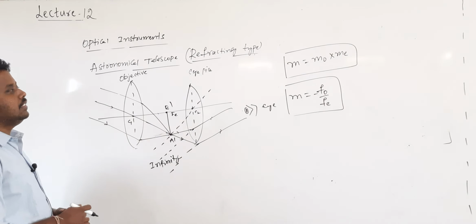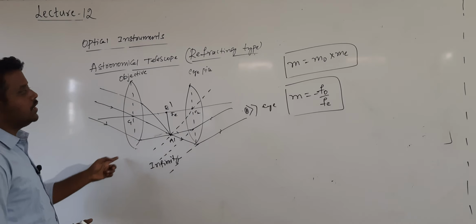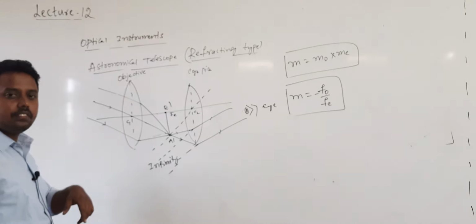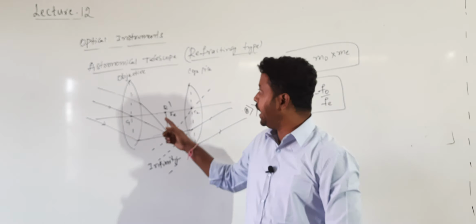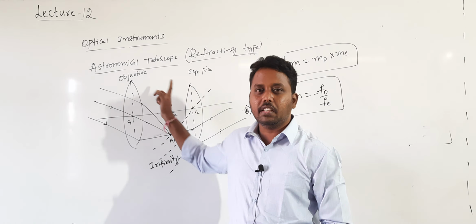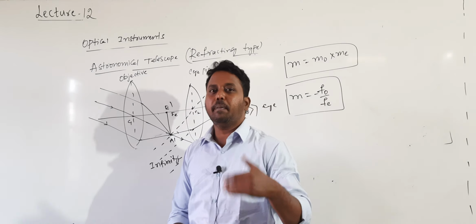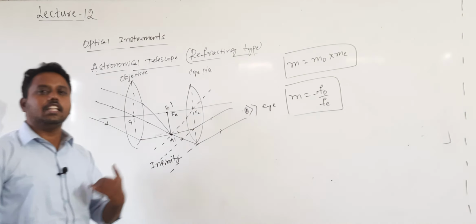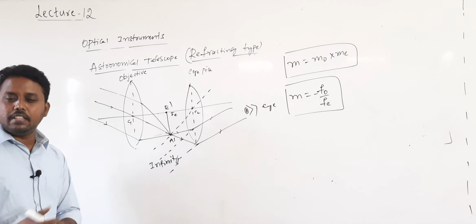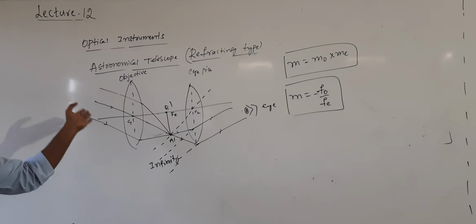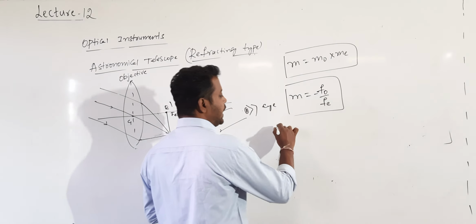What is the problem with this astronomical telescope? To have more magnifying power, the focal length of the objective lens should be very high. But in order to have an objective lens of high focal length, holding it is not that easy. And also, if the size of the objective is increasing, what happens? The aberrations, which are nothing but defects in the image formed by the objective lens, will increase. So this is one of the problems with this refracting type telescope. This problem can be overcome with the help of a reflecting type telescope.